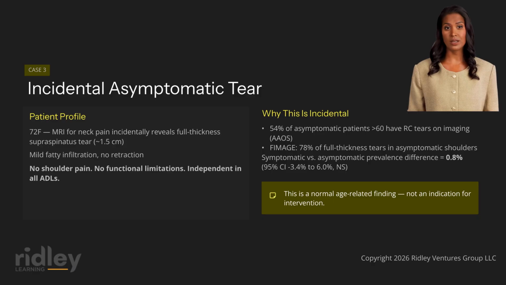This scenario is remarkably common. The AAOS guideline reports that 54% of asymptomatic patients over 60 years demonstrate rotator cuff tears on imaging, and the FIMAGE study found that 78% of full-thickness tears were identified in asymptomatic shoulders. After adjusting for confounders, the difference in full-thickness tear prevalence between symptomatic and asymptomatic shoulders showed no meaningful statistical difference, a finding that was consistent across the data, and strongly suggests that imaging alone cannot reliably distinguish symptomatic from asymptomatic shoulders in this age group. This patient's imaging finding represents an incidental finding that doesn't warrant intervention in the absence of symptoms.